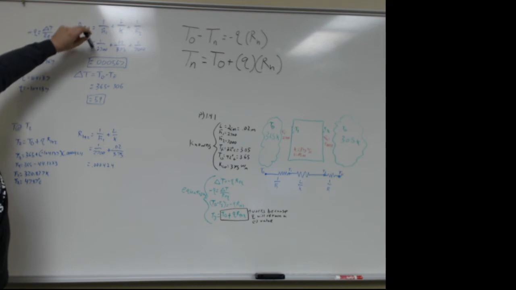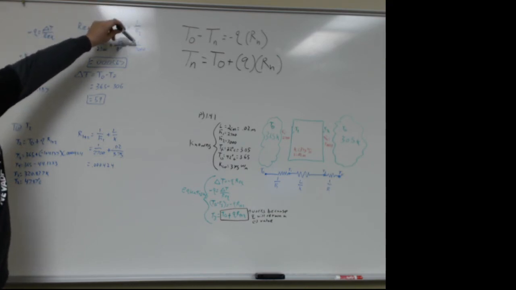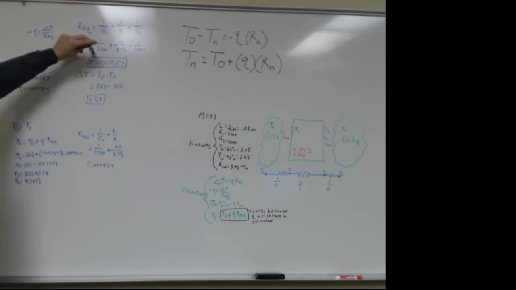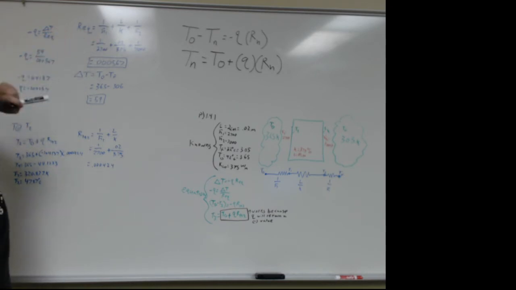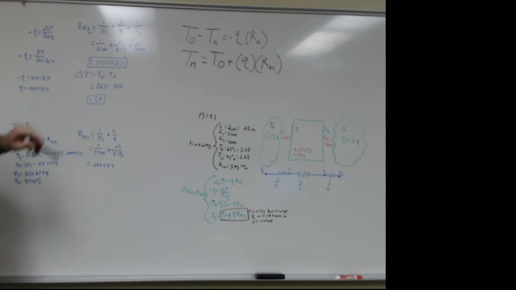We have 1 over h bar 1, we have length over k, and 1 over h bar 2. And that gives us a value right here of 0.000567. And we have to find our delta T, which is going to be our initial temperature versus our final temperature, still in Kelvin. So that gives us a total of 59.